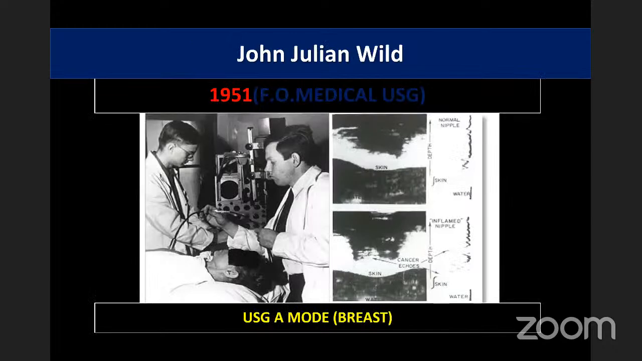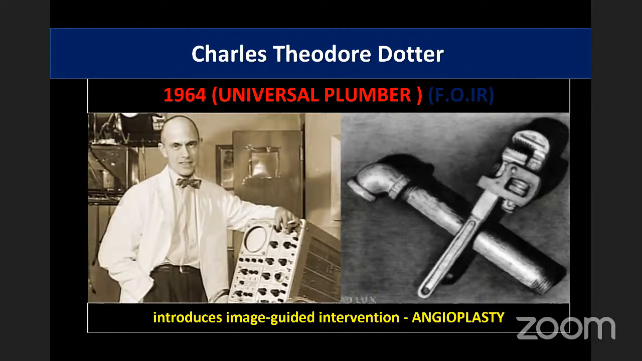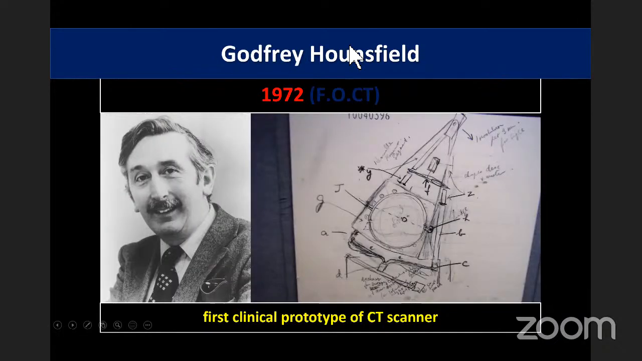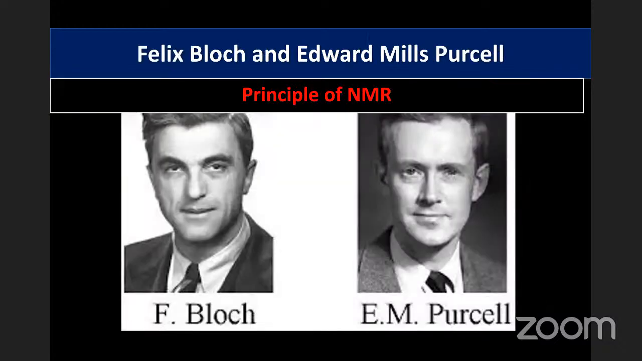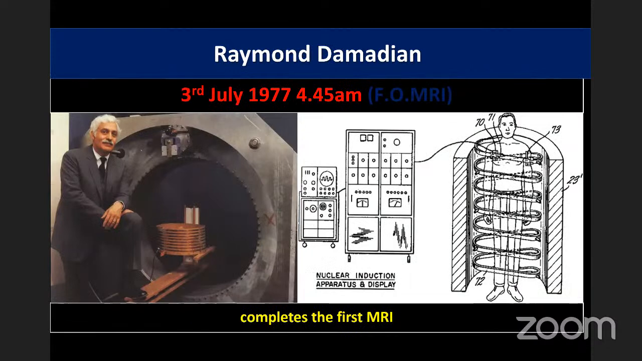John Wilde is father of medical ultrasound. Ian Donald is father of obstetric ultrasound. Charles Dotter is father of interventional radiology, and Godfrey Hounsfield is father of CT. Then we have Bloch and Purcell who discovered the principle of NMR, and magnetic resonance imaging was found by Paul Lauterbur and Peter Mansfield. Raymond Damadian introduced MRI in the medical field.